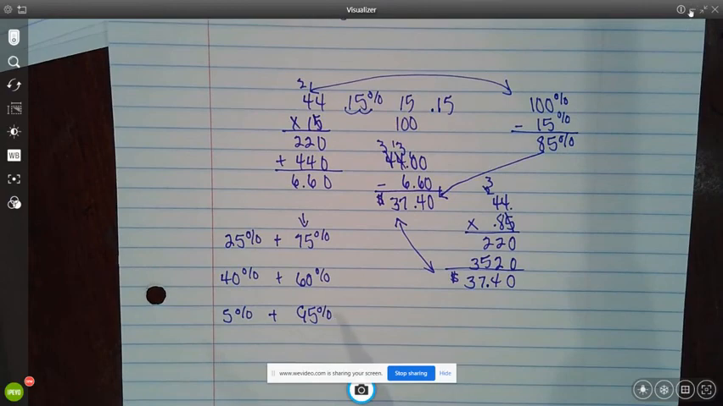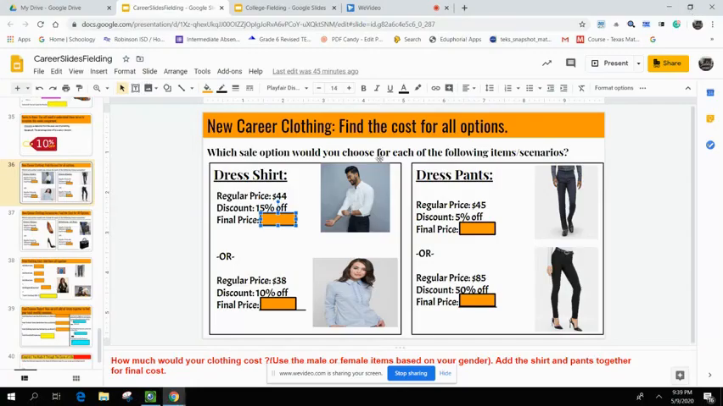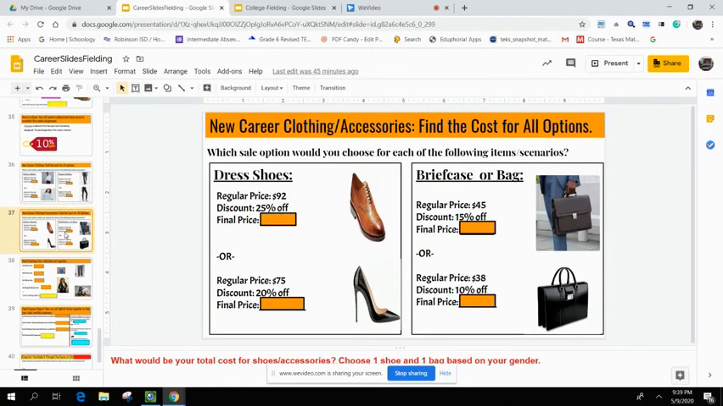Now let's go back to our slides. Okay, so you're going to do the top two guys, ladies, the bottom two, and then the next slide, you're going to repeat that. Guys, you have the top two. Ladies with the high heels, I hope you can wear them. You get this one and the bag here. And so everybody will do 4 items that you have to find the price after the discount.